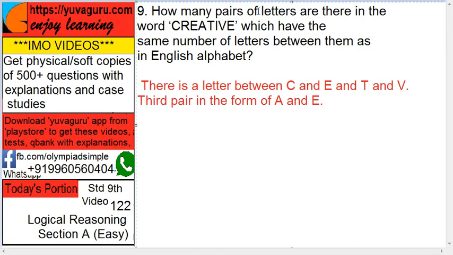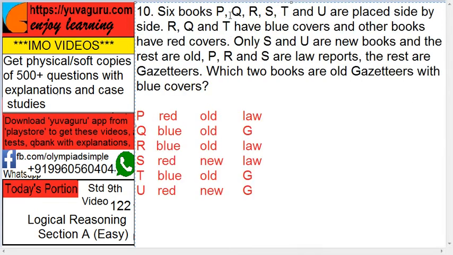How many pairs of letters are there in the word creative which have the same number of letters between them as in the English alphabet? Means they should have the same number of alphabets as in the original ABCD. Say this, C, D, E, T, U, V, A, B, C, D, E. Answer is 3 pairs.